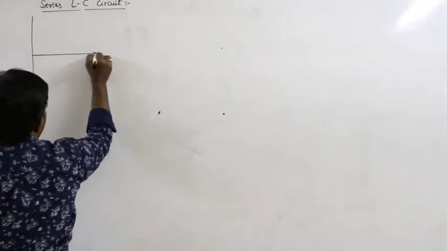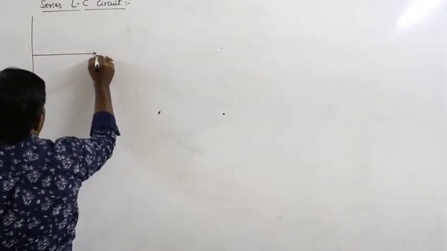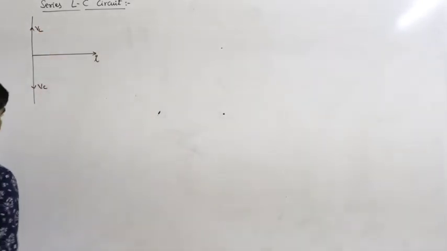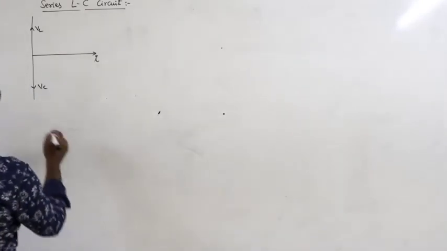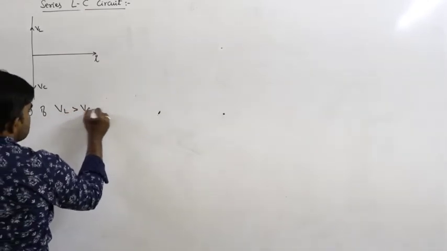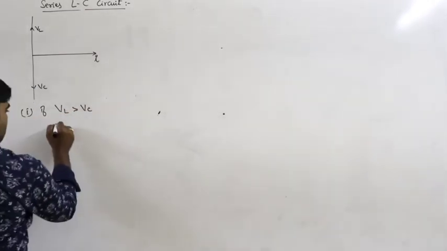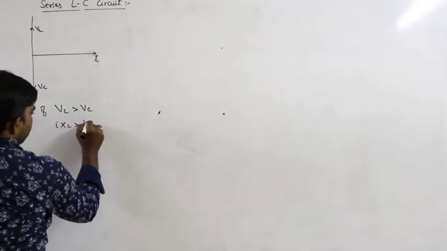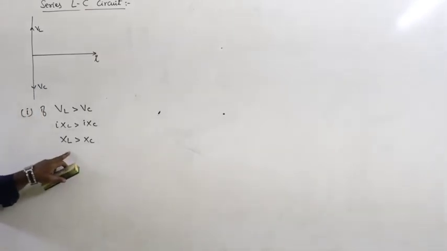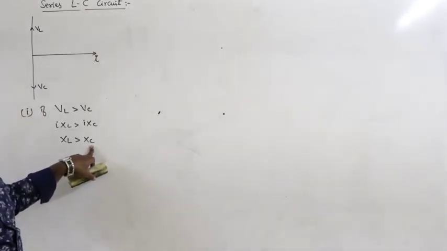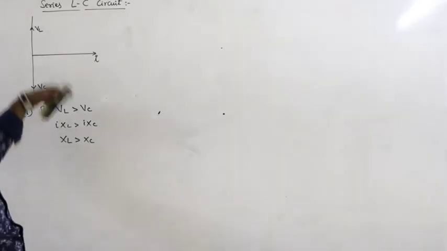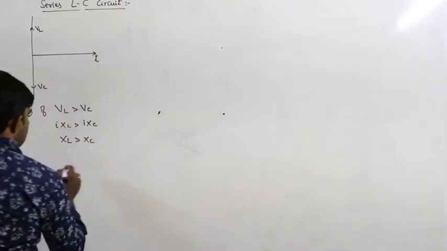So, this is the phasor diagram, this is I and this is VL and this is VC in this situation. Here, the first case: if VL is greater than VC, that is IXL is greater than IXC, that is XL greater than XC. So that means inductive reactance is greater than capacitive reactance. If the inductive reactance is greater than the capacitive reactance, then what does the phasor diagram become?